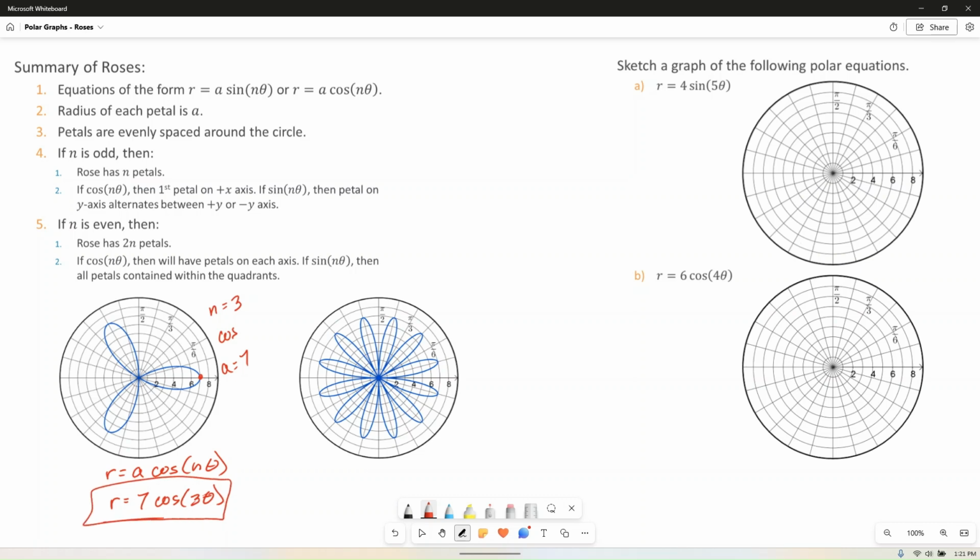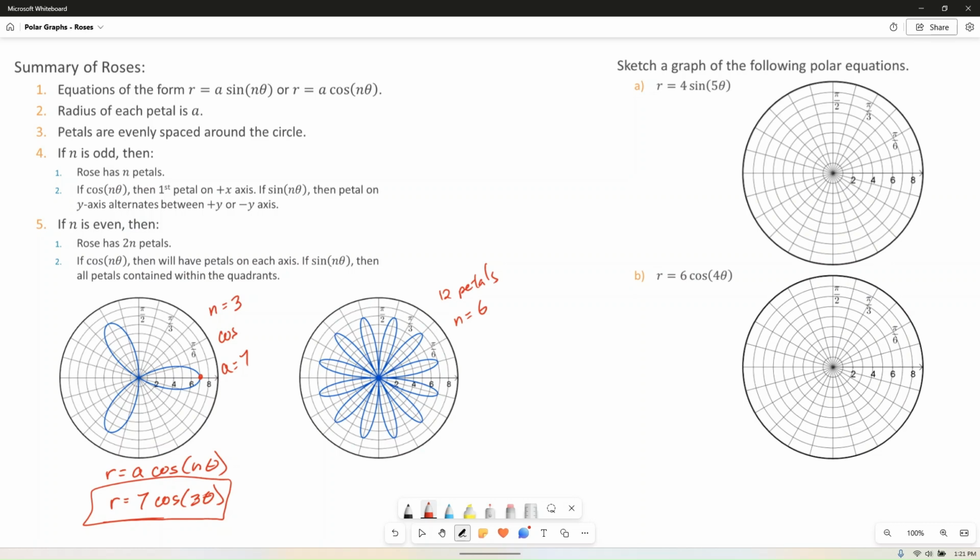Okay. All right, let's try another one. This time, if we count up our petals, we are going to have 12 petals. Since that's an even number, we need to take half of that. And so that means n is going to be 6. So if n is 6, that means you have 12 petals.